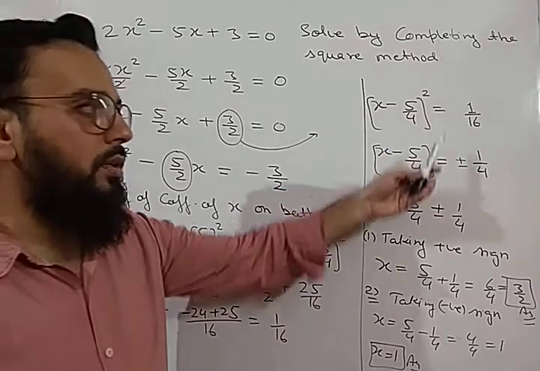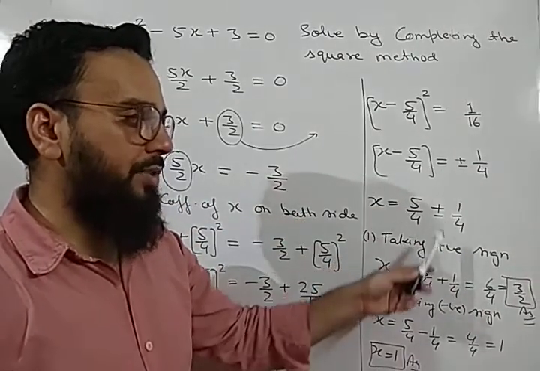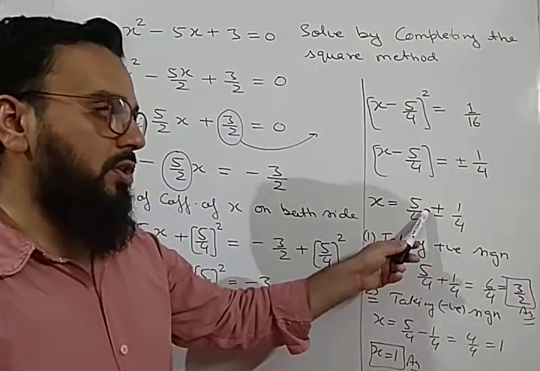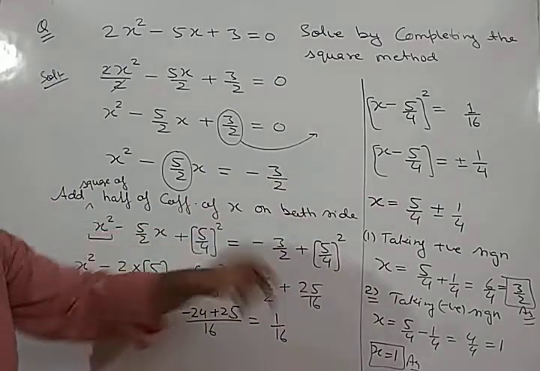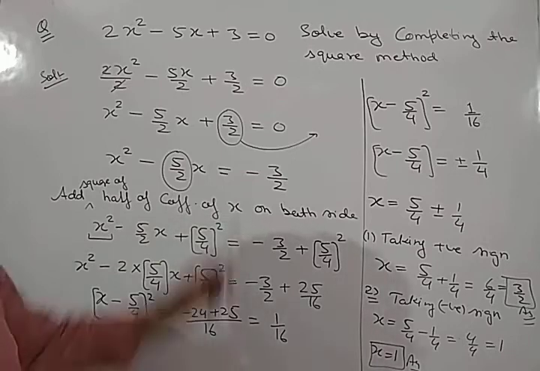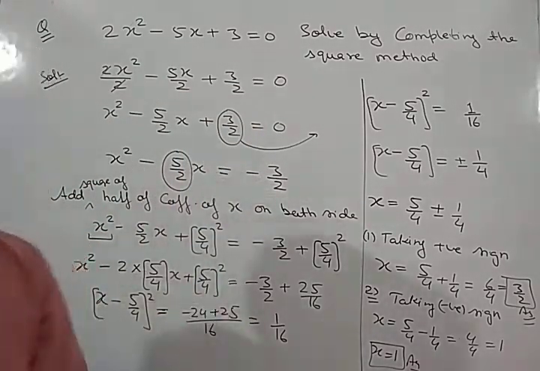Now taking square root and taking 5 by 4 to the right hand side, solve it for positive sign and negative sign both. Once we take the positive sign, then we take the negative sign, and we will get both the values of x. Those are the solutions. So in this way you can solve the question by the method of completing the square. So note it down.